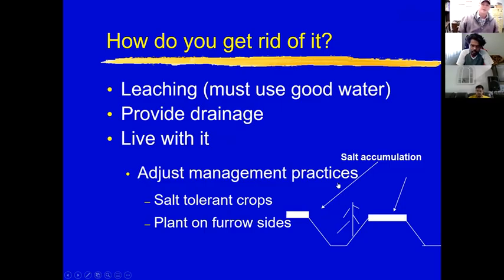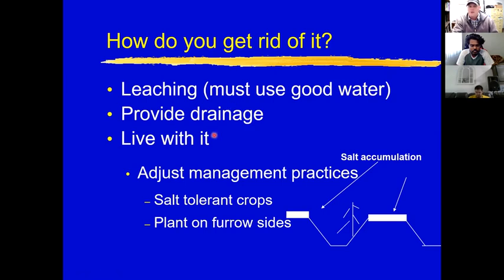The easiest way to do it is by leaching. Most of these salts are soluble, so they're going to move with the water. But in order to do that, you have to have good irrigation water. Some irrigation water is more salty than others. And if you're trying to move salt down with water that's really salty, you're just going to be accumulating more. So you have to have good water. Also, you have to have good drainage. If you're trying to leach something and the water has nowhere to go, it's just going to puddle up and do nothing.